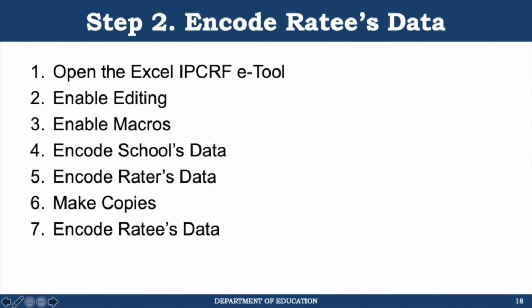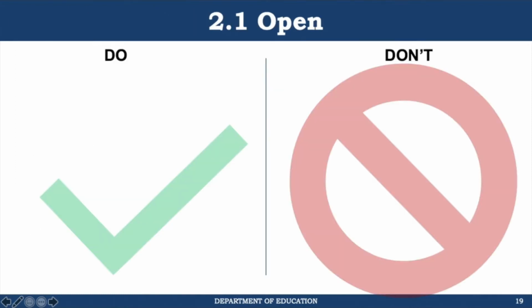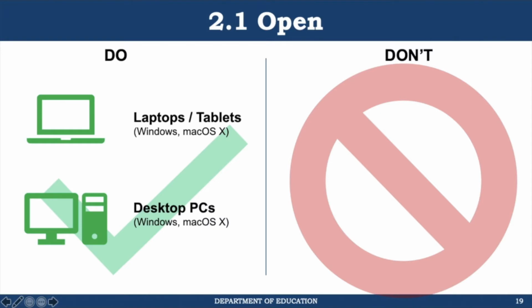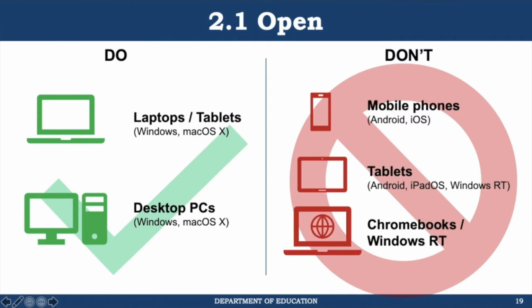To begin, we need to open the Excel file. When opening the IPCRF electronic tool, here are a few things you need to remember. You must open it on a laptop, tablet, or desktop PC running Windows or Mac OS. You cannot open the tool using any kind of mobile phone, tablets running Android or Windows RT, the iPad or Chromebooks, and other laptops running Windows RT.